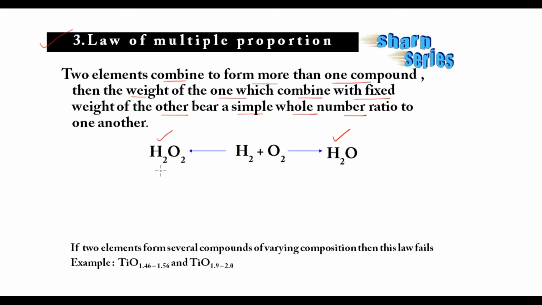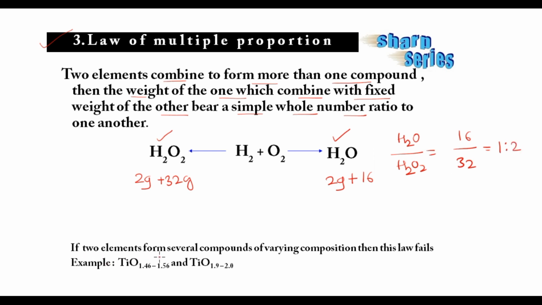In the water and in the hydrogen peroxide, the 2 grams of hydrogen is constant, and with that, the oxygen combines in different masses. In water, it is 16 grams, whereas in hydrogen peroxide, it is 32 grams. Therefore, two elements combine to form more than one compound, and the weight of one which combines with the fixed weight of the other bears a simple whole number ratio. So the combining ratio of the oxygen in both products, for H2O divided by H2O2: in H2O the oxygen is 16 grams, whereas in the peroxide it is 32 grams. Therefore, the ratio is 1:2.